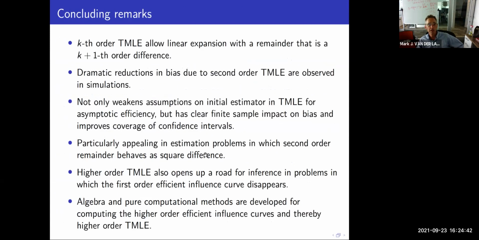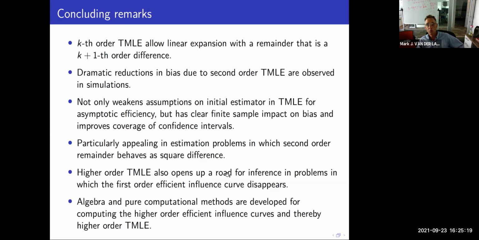So I'm going to conclude with some remarks. The second order TMLE allows a linear expansion of a remainder that is a second order difference. Dramatic reductions in bias due to second order TMLE are already observed in simulations. It not only weakens the assumption on the initial estimator for asymptotic efficiency, but has a clear finite sample impact on bias and improves coverage of confidence intervals. We also have that finite sample property that it corresponds literally with running a steepest descent algorithm. It is particularly appealing in estimation problems in which second order remainders behave as square differences, because they're non-forgiving, and so you really pay a price in finite samples.